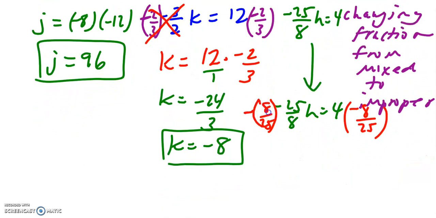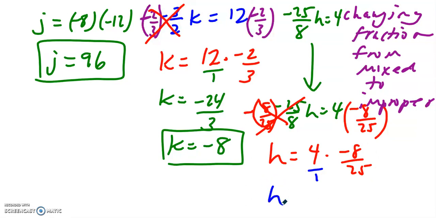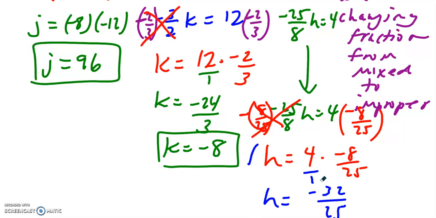On this side, the 8's cross out, the 25's cross out, so we just have h equals 4 times -8/25, which is really 4/1 times -8/25. I don't see any cross canceling we can do, so we're just going to multiply straight across, no common denominator needed, and our answer would be -32/25.